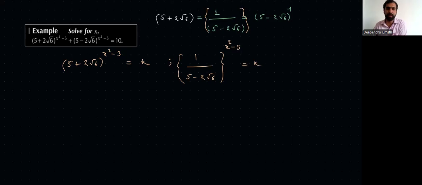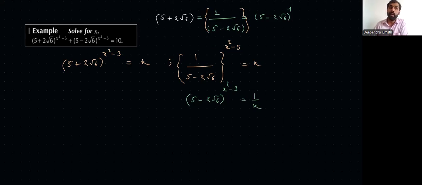Now, why am I writing all this? My point is pretty simple, students. If I take reciprocal on both the sides, can I say here it will be 5 minus 2 root 6 raised to the power x square minus 3, and here it will be 1 by k. I hope you all realize that 1 raised to the power x square minus 3 will result in 1. So that does not matter to us.